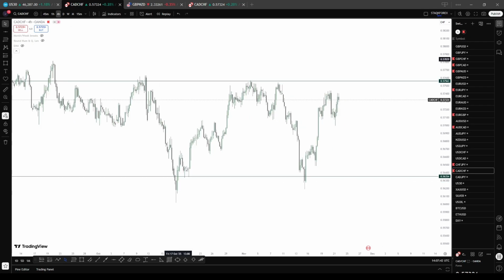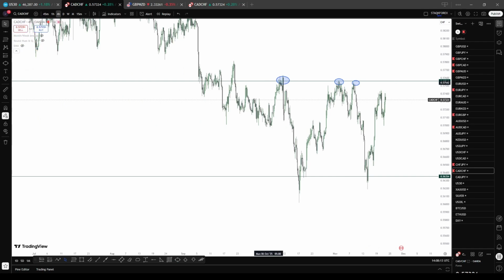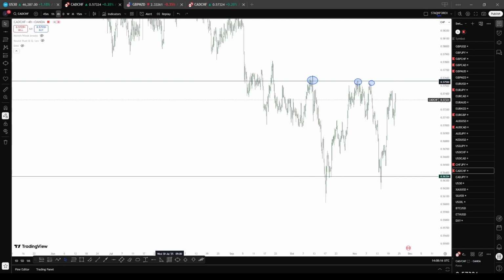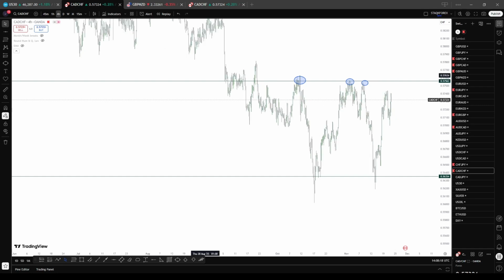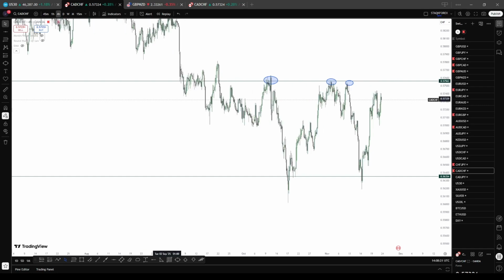The reason why I'm choosing this zone is because we have this here. We have this, then we have another one here, then another one here, and another one here. If you look to your left hand side, you will discover that we also have multiple touches. If we go back to history, you'll see them there.